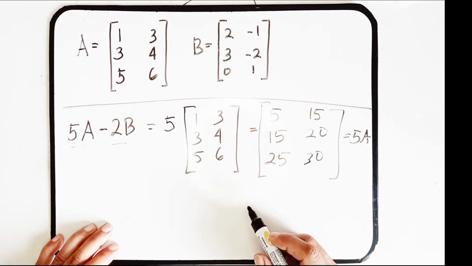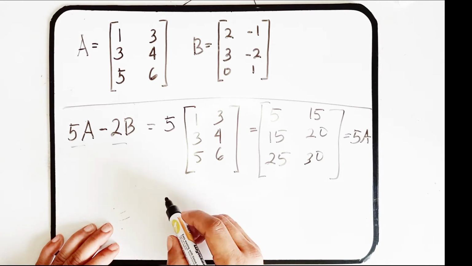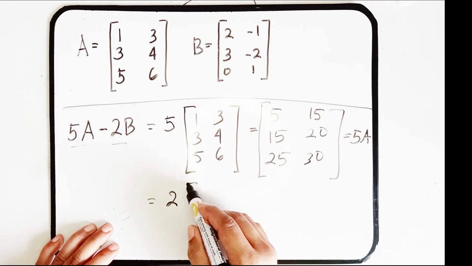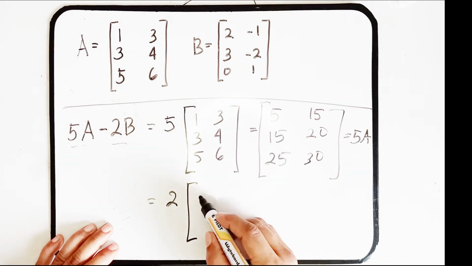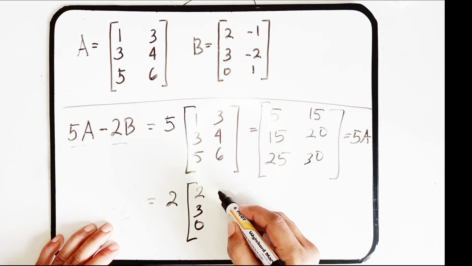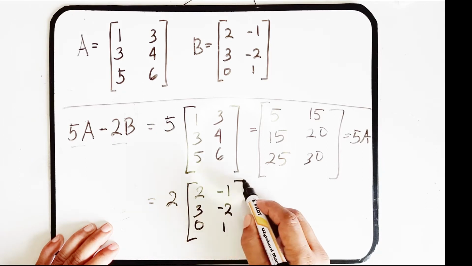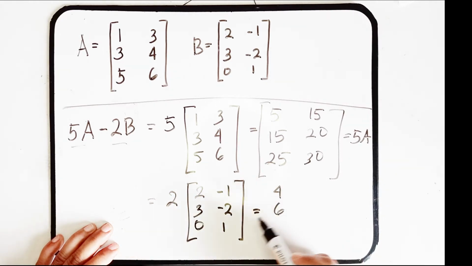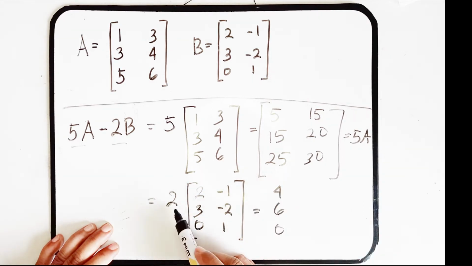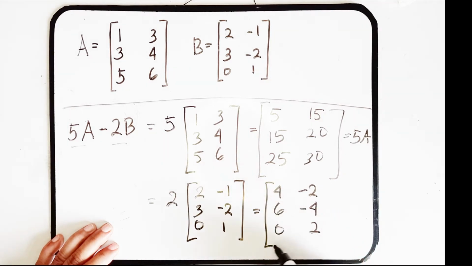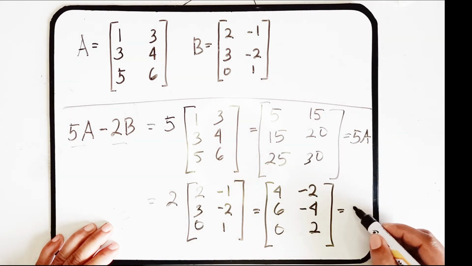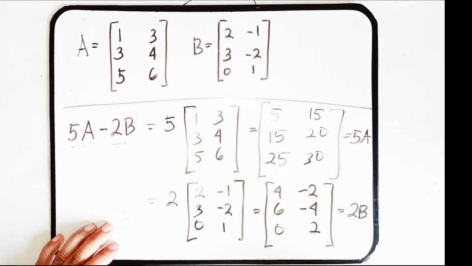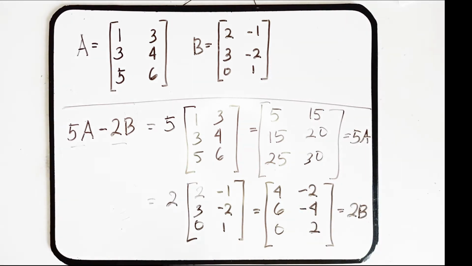Okay? So for 2B, we'll write here 2 and then B. B is 2, 3 and 0, negative 1, negative 2, and then 1. So 2 times 2, that is 4. 2 times 3, that is 6. 2 times 0, that is 0. 2 times negative 1, this is negative 2. 2 times negative 2, that is negative 4. And then 2 times 1, that is 2. So this is now our 2B.